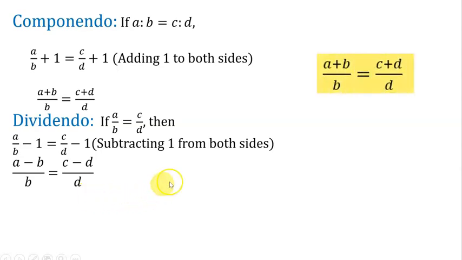Okay, and hence again I will repeat here. If A is to B is equal to C is to D, then A plus B upon B is equal to C plus D upon D. This is called componendo.